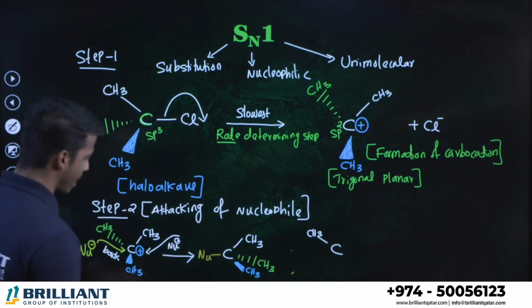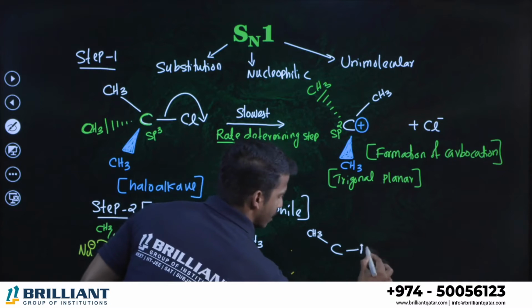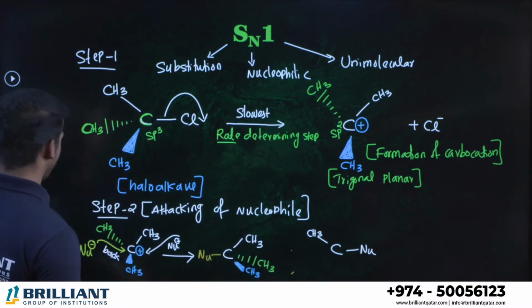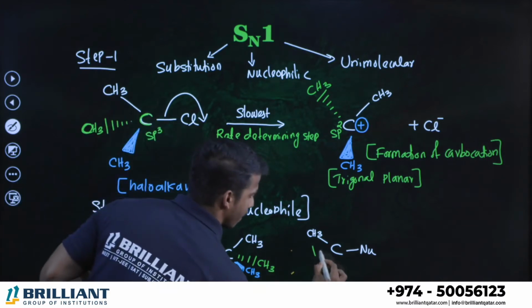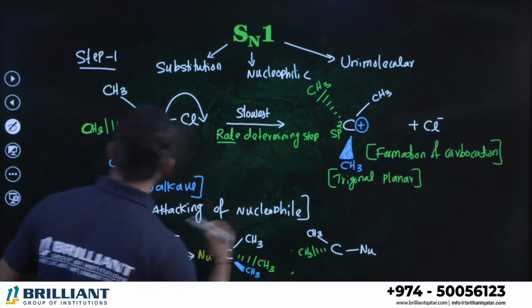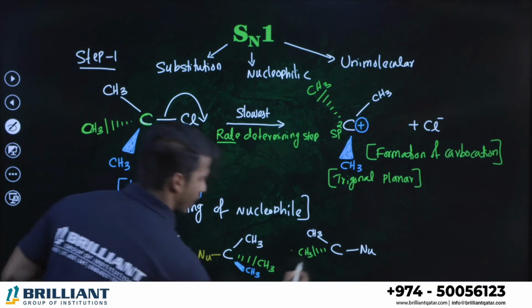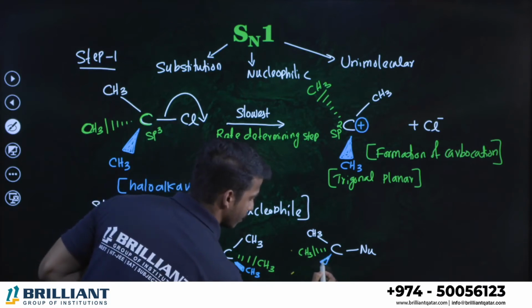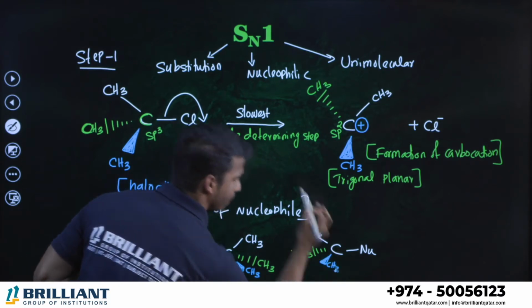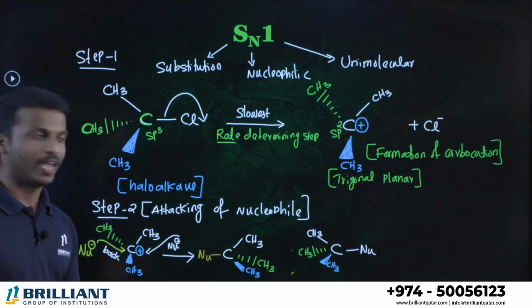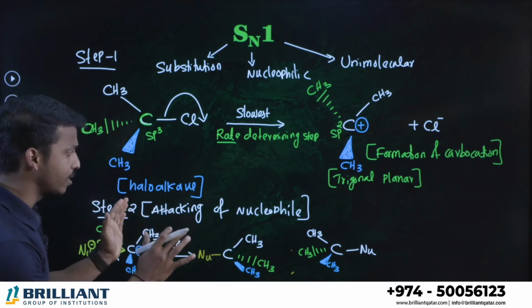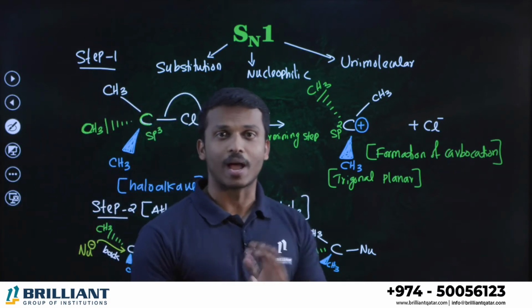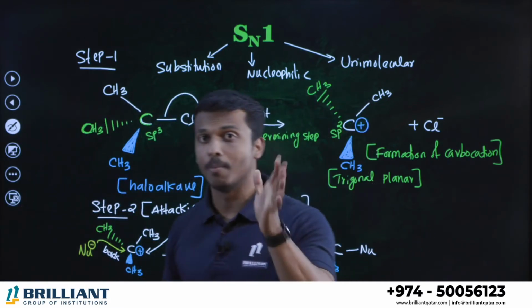CH3. The nucleophile is here. And we can represent the remaining compound as CH3 here. Last one, CH3 here. This is the way when they attack through the front side. So these are the total 2 steps happening in the SN1 mechanism.